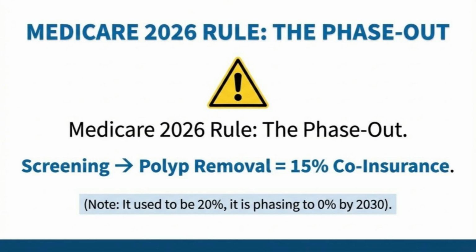And here is a specific update for 2026 that you need to tell your patients. When you use modifier PT for Medicare, the deductible is $0. However, the coinsurance is not $0. For 2026, the patient is responsible for 15% of the allowable amount. It used to be 20%. It is phasing down to 0% by the year 2030. But right now? They will get a bill for that 15%. Don't tell them it's free. Tell them the deductible is waived.